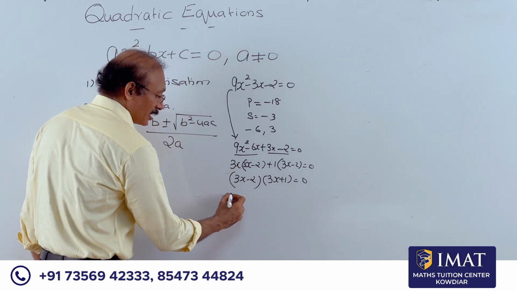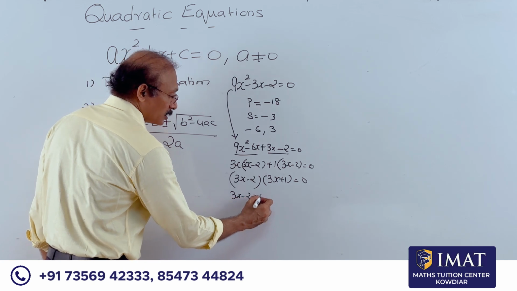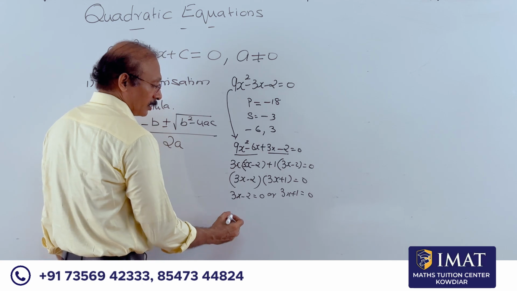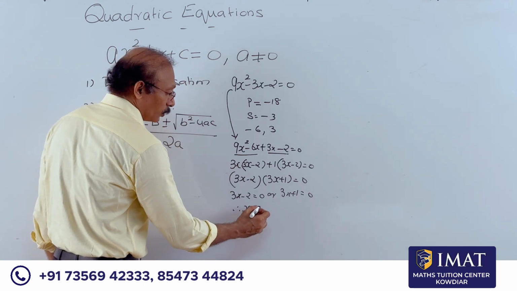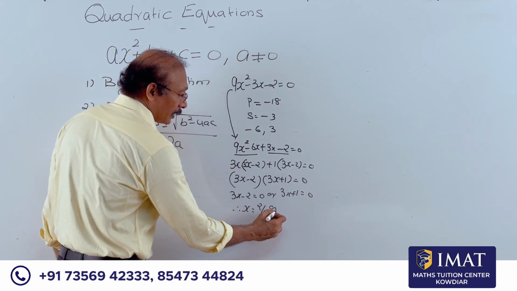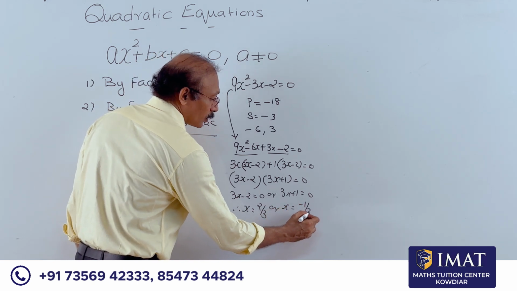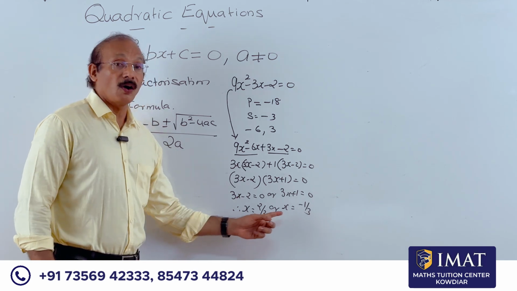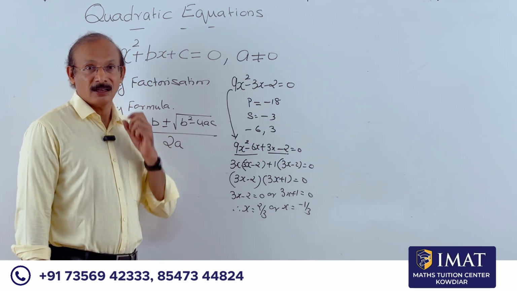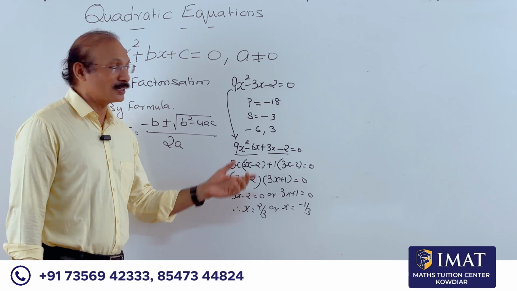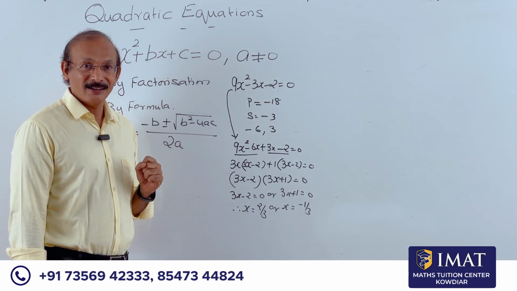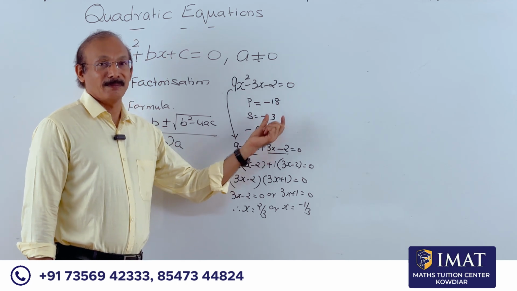So this says 3x minus 2 will be 0 or 3x plus 1 is equal to 0. So that says x is either 2 by 3 or x is minus 1 by 3. So these are the roots of this quadratic equation. The process of solving this quadratic equation is called factorization. I hope this is clear. This method is called the product sum method.